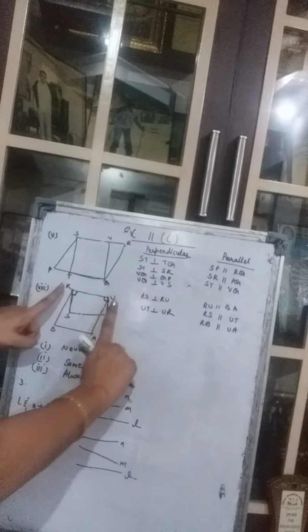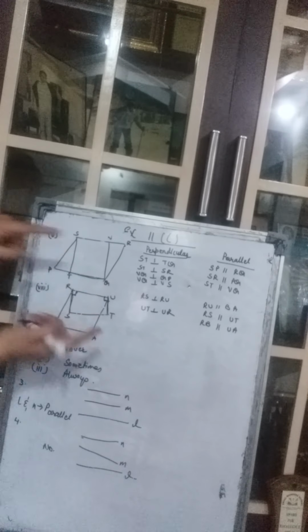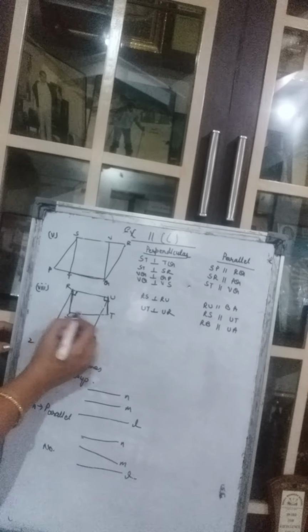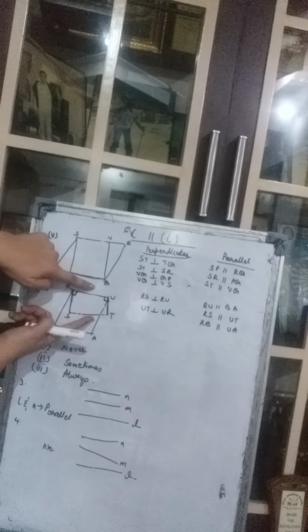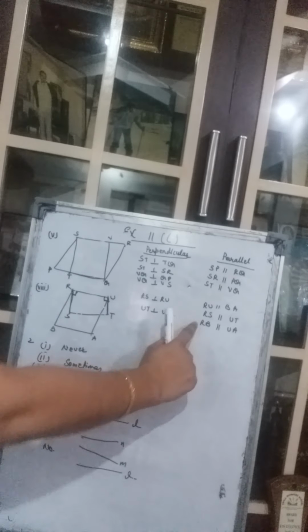But these lines are not parallel. Why? Because you can see here the distance is more and here the distance is less. So they are not parallel. So we have only three parallel lines here.